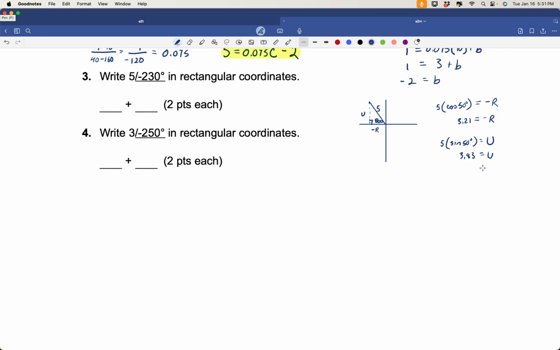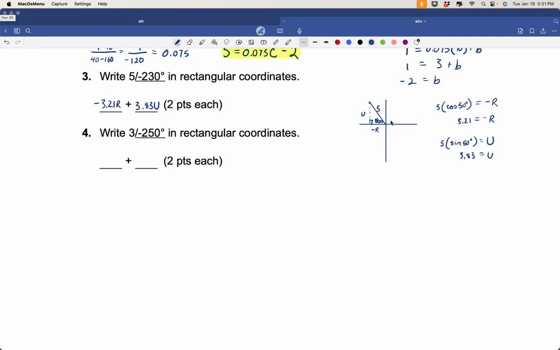So there's my rectangular coordinates for this polar coordinate that we've been given. We have a negative 3.21 R plus 3.83 U. And that is correct. So now let's look at the last one here.